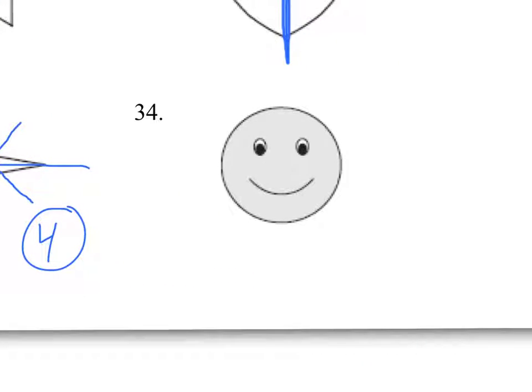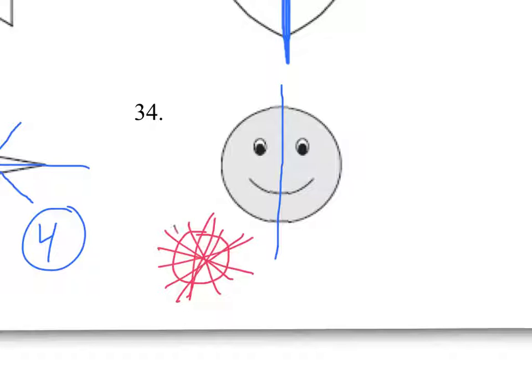And number 34, I think we could do 1 line of symmetry here. And if we're taking into account all of the geometric parts of this, the eyes and the smile, it's only going to work one way. If it was just a circle, how many lines of symmetry does a circle have? Well, it could have one here, here, here, here, here, here. It would actually be an infinite number of lines of symmetry. But the way that number 34 is drawn is just 1.